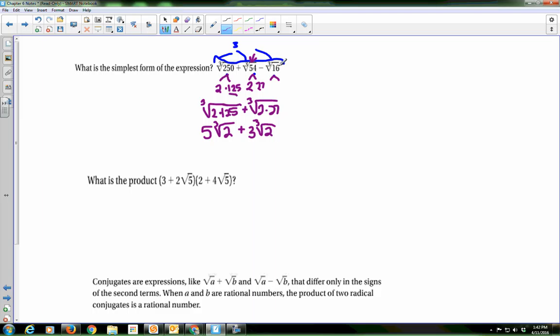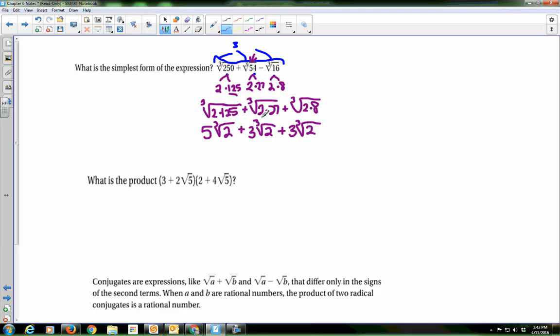Okay, last but not least, I'm going to cut 16 in half and get 2 times 8. 8 is a perfect cube. So 16 is 2 times 8. I'm going to take the cubed root of 8 and get 2. And now I have the 2, since it's not a perfect cube, stays underneath the radical sign.